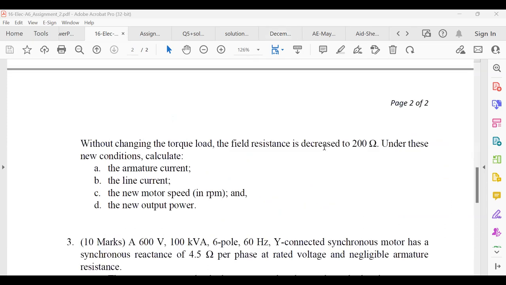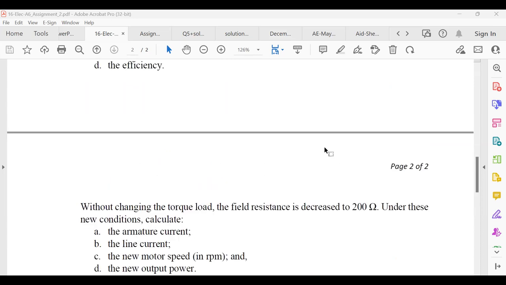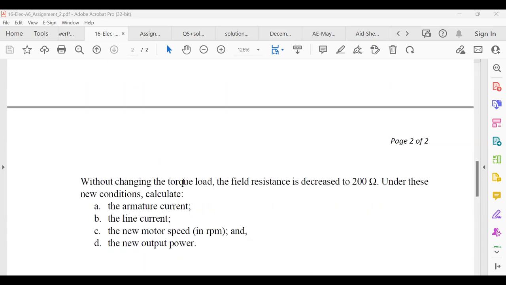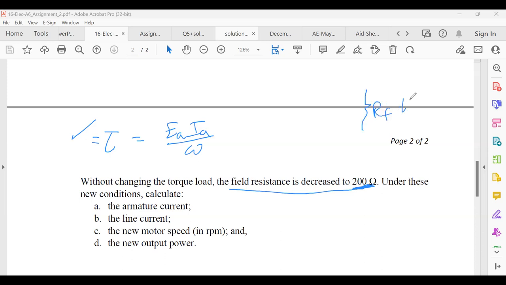There is another part for the DC, where they said without changing the torque. So you have the same torque. I believe we solved something very close to this. Torque means E times I over omega. You already have this torque because you didn't change it. The field resistance is decreased to this value. Remember, the field resistance, RF, is reduced.